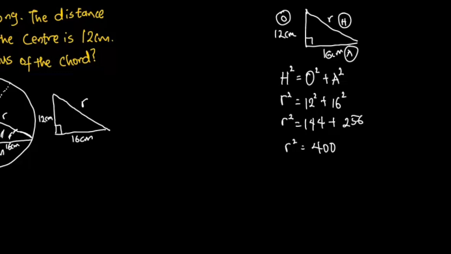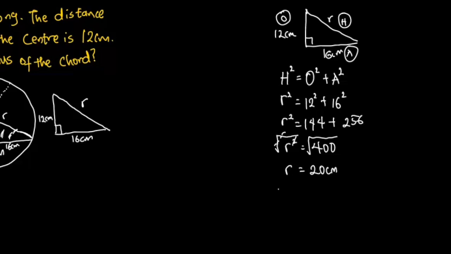Now some persons might decide to take the square root of both sides. When you do that, the square root will cancel or eliminate the square. So we have r, then the square root of 400 is 20. So your final answer is 20 centimeter.